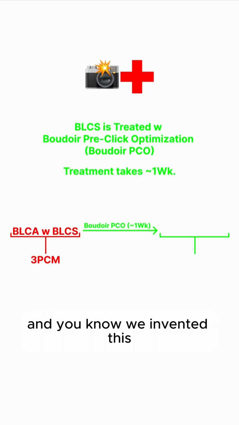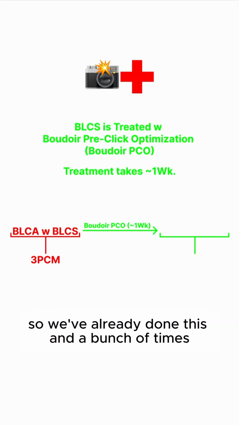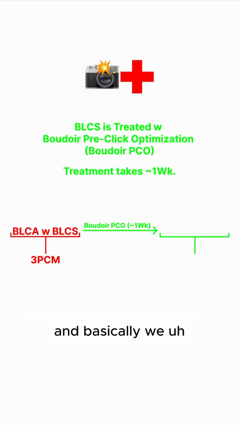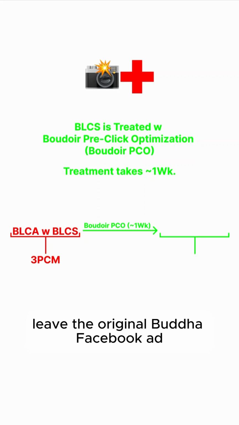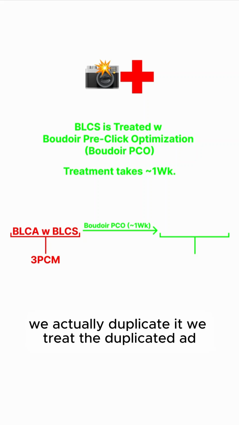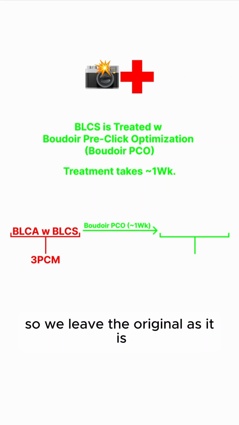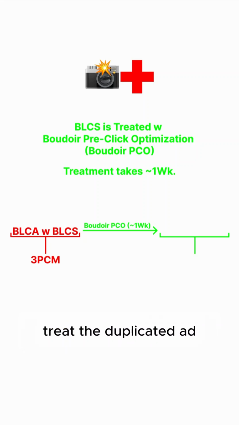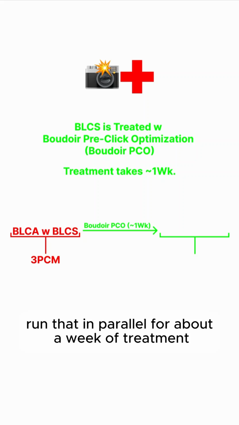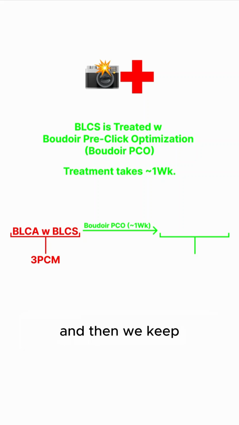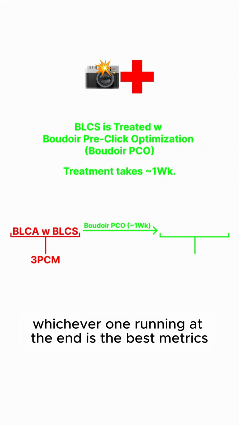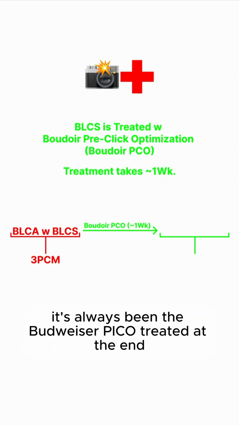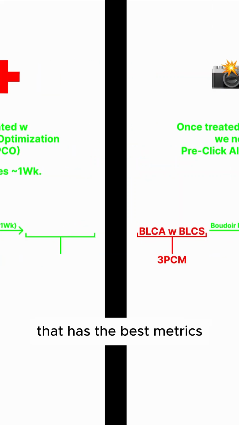And we invented this, so we've already done this a bunch of times. Basically, we leave the original Boudoir Facebook ad. We actually duplicate it, and we treat the duplicated ad. So we leave the original as it is, treat the duplicated ad, run that in parallel for about a week of treatment, and then we keep whichever one is running at the end with the best metrics. It's always been the Boudoir Pico treated ad at the end that has the best metrics.